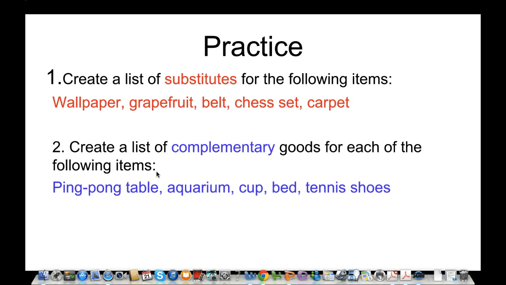For a cup, you could have said a beverage, whether it's soda or milk or juice. For a bed, you could have said sheets or pillows. And for tennis shoes, you might have said shoelaces or perhaps even tennis rackets.